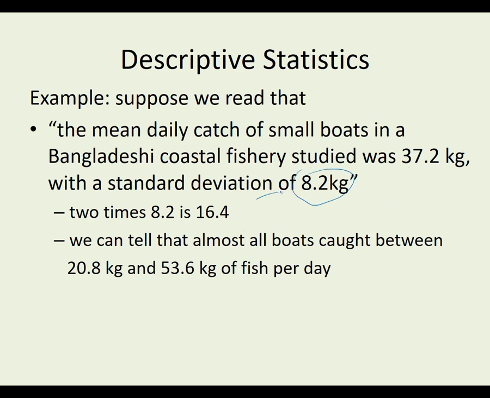So subtract this from the mean, and you get down to 20.8. Add this on to the mean, and you get up to 56.3. So 37.2 plus or minus this gives you this range. And we can tell that almost all the boats are going to catch between this much and this much each day. So it gives us a much better feel for what's the experience of people living in that area catching fish. The best of them are going to be around this much, and the less fortunate ones are getting around this much, which gives you more information than just knowing the mean is 37.2. So that's how we can use the rule of thumb in descriptive statistics to tell something about where the bulk of the observations are.